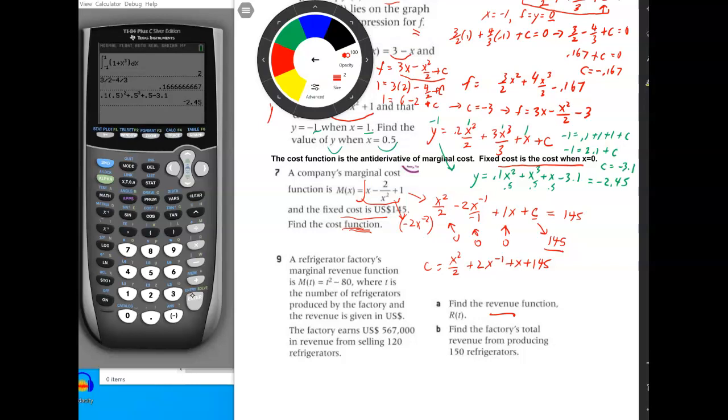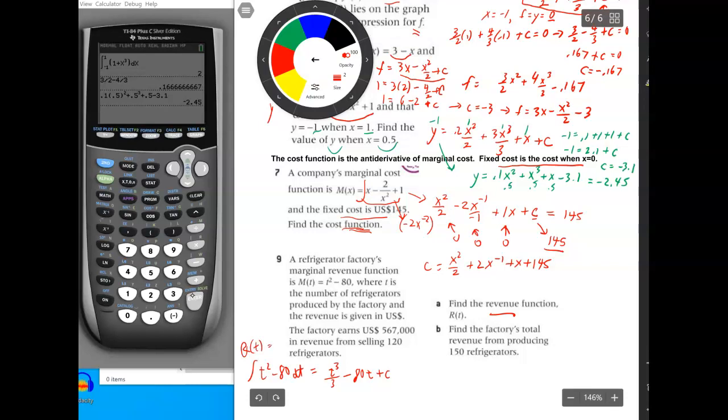So we're going to take the antiderivative of t squared minus 80, and we're going to put dt there because in this case our variable is t instead of x. The antiderivative of t squared is t cubed over 3, and the antiderivative of 80 is 80t, and then I'm going to put plus c. Okay, so that is my revenue function, which is part A, so I could call that r of t.